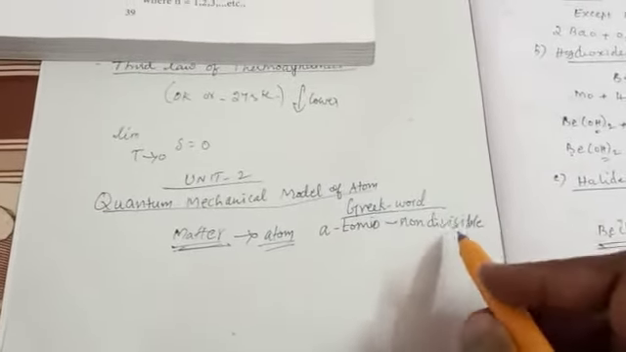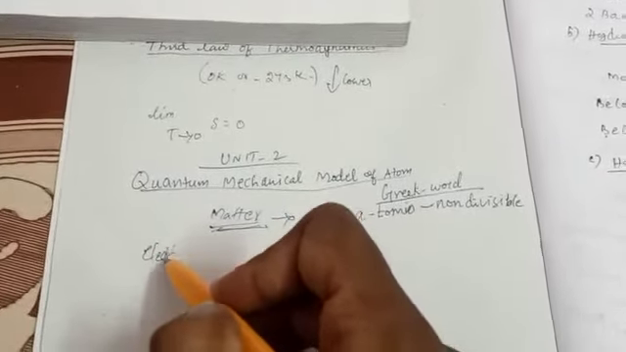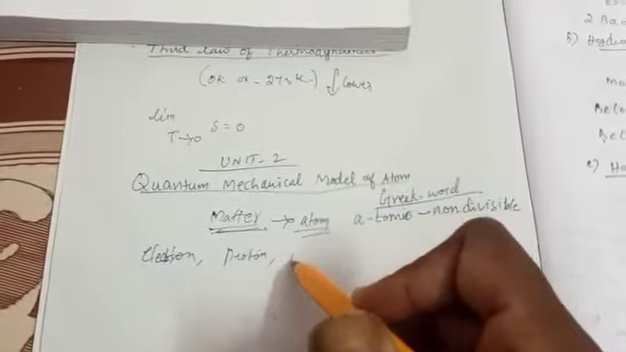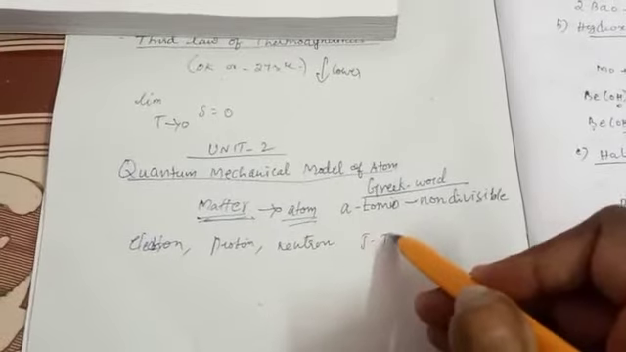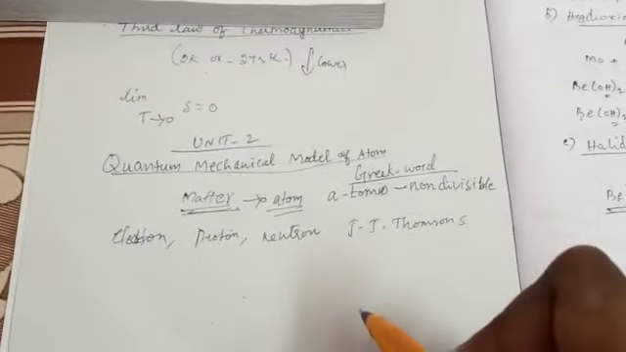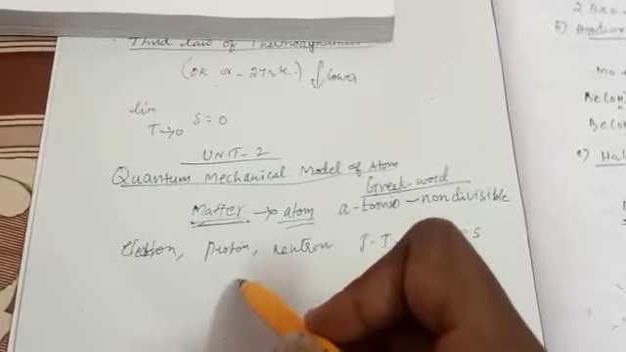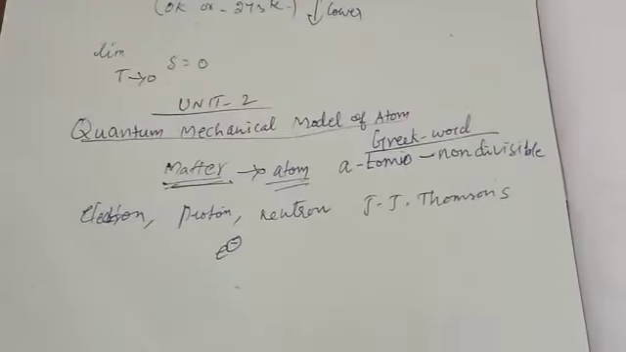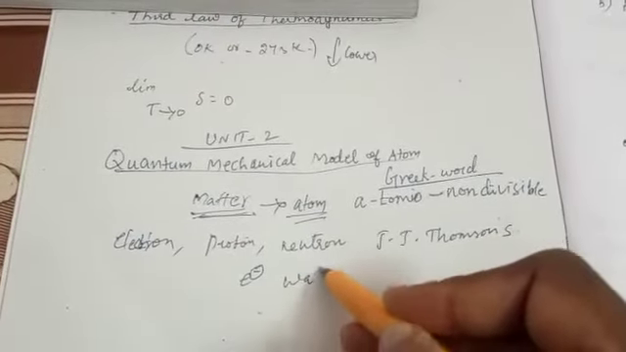Who first discovered the subatomic particles: electron, proton, and neutron? First, J.J. Thomson explained this through cathode rays. The negatively charged particles are called electrons. The electrons are embedded like seeds in a watermelon.